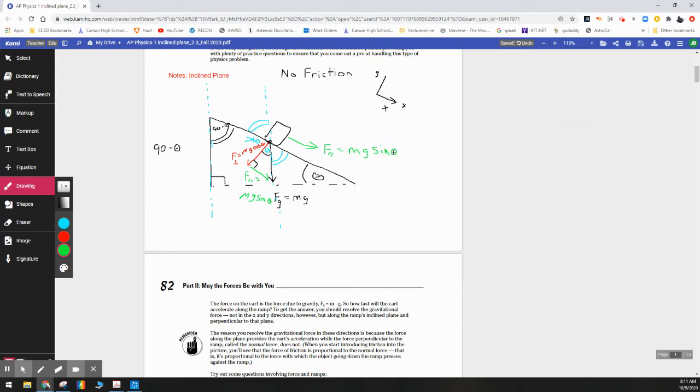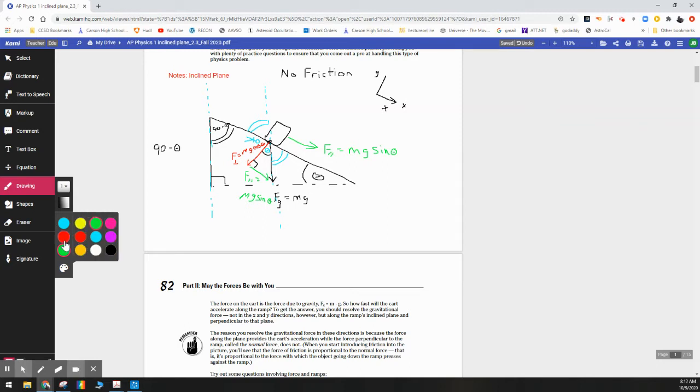We have to know this. You have to memorize this. The parallel component of gravity is what's causing this block to slide down the ramp, and it equals mg sine of theta. Okay, now likewise, this is the parallel component.